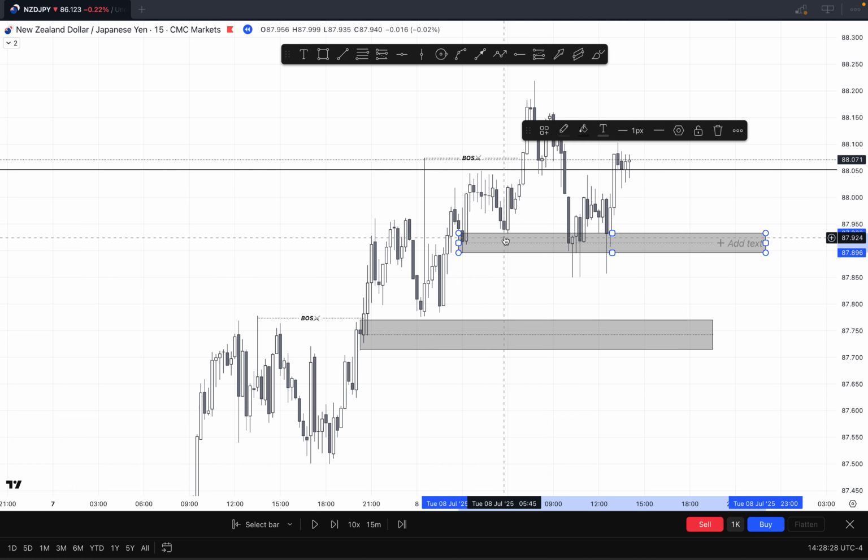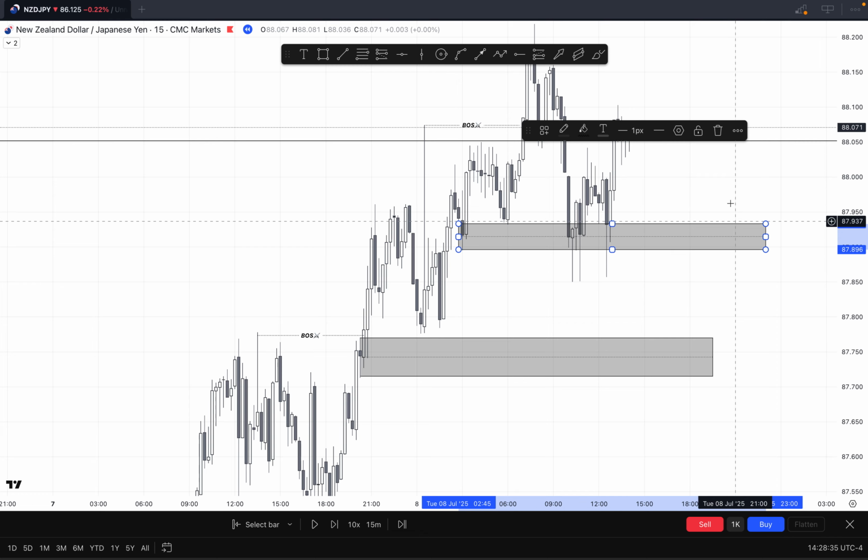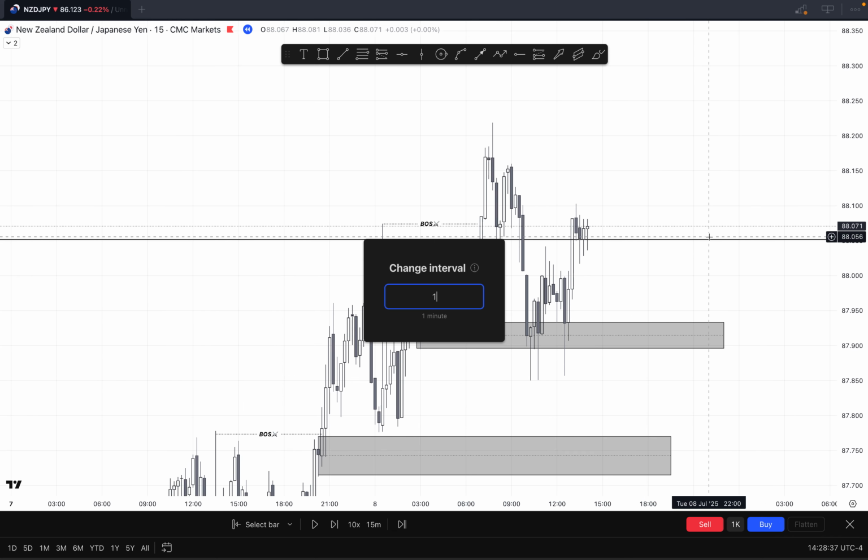This is a valid order block here. Let me see. Oh no, it isn't. See, it's swept right now. So this would be the order block that got tapped in. I'm missing the trades.